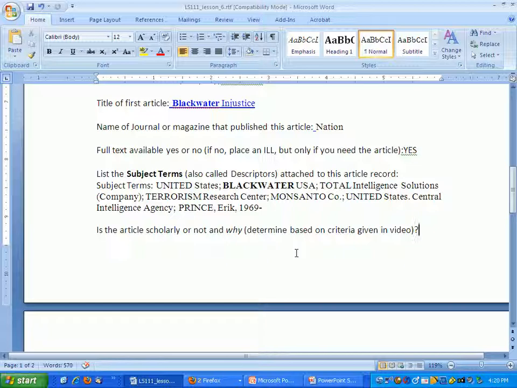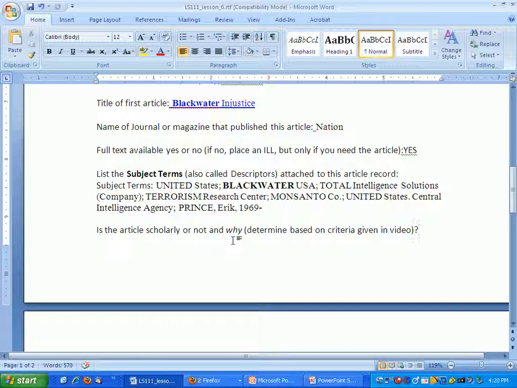It just has a funny picture in it. So based on that, and it's written by a columnist as opposed to an expert in the field, based on those criteria, this is not an example of a scholarly publication.